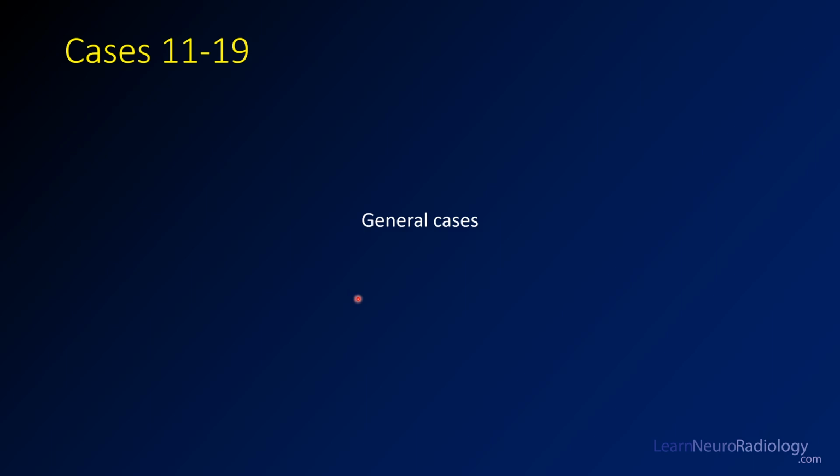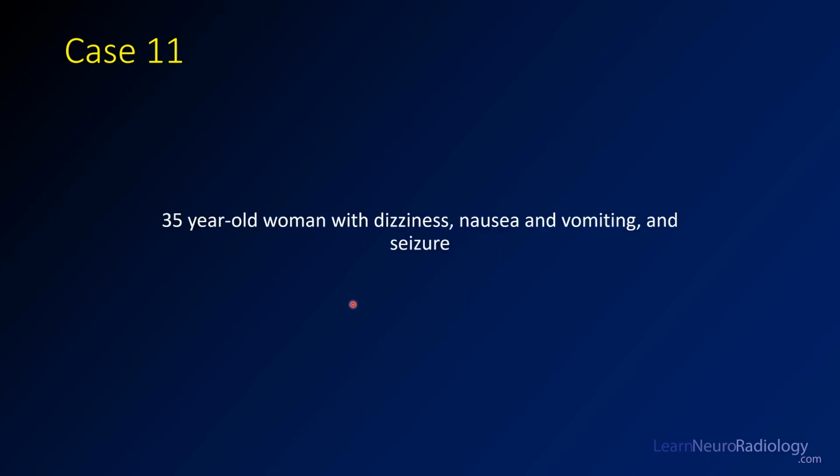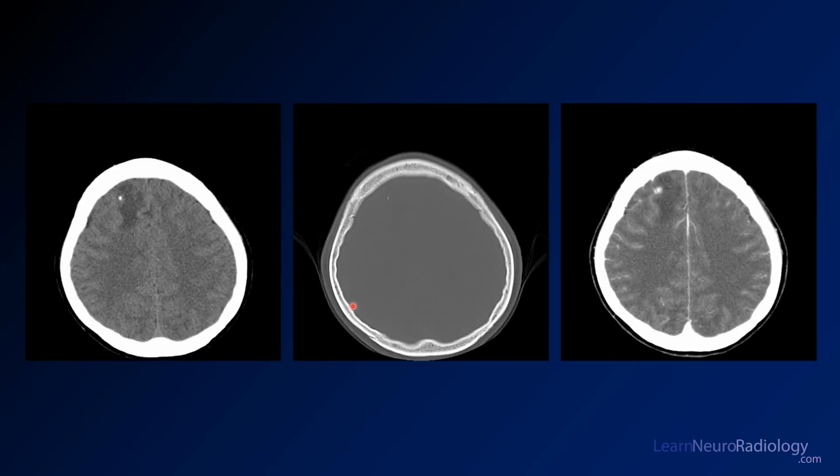Okay, so welcome back. Starting with case 11, we're going to discuss some general cases, so they're no longer going to follow the pattern of being all brain tumors. We'll start here with case 11, a 35-year-old with dizziness, nausea, vomiting, and seizure.